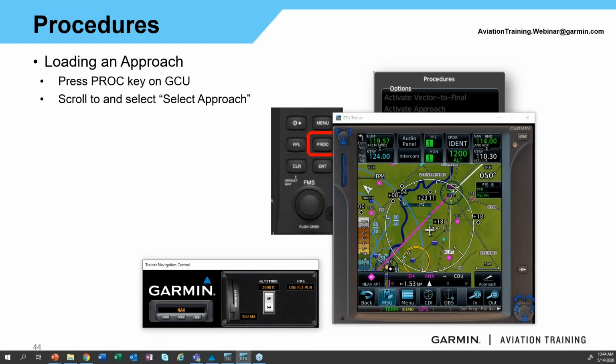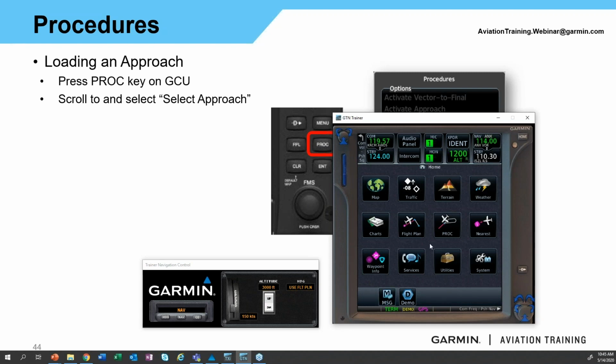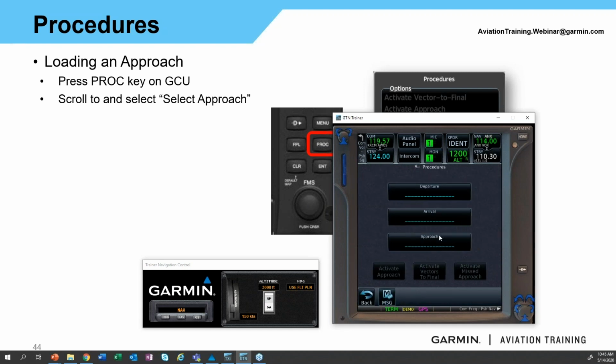So I have a number of different ways I can get to the procedure page, either from a user field. I could change the user field here from nearest airport to procedure, something like that. I've got approaches in there. That skips one step. I'm going to go to the home page and press that procedure button. And it is identical. It's just in button form instead of a list.